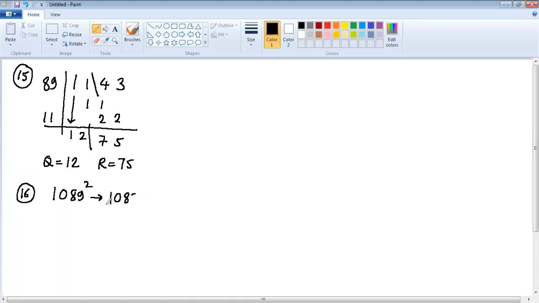1089. Write number as it is. Next, write difference. Any other method you can suggest here? Anybody wants to suggest any other method for this? 1089.